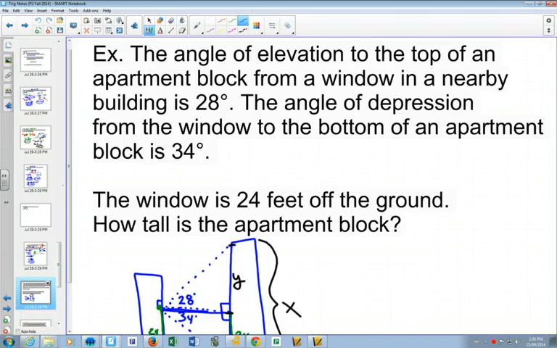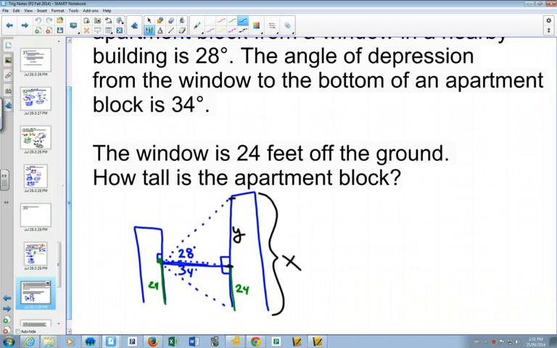So we had drawn this the other day. The angle of elevation from the top of an apartment block from a window in a nearby building is 28. So you're in the window, elevation is looking up, so the 28 degrees is right there. And the angle of depression looking down to the base was 34 degrees.